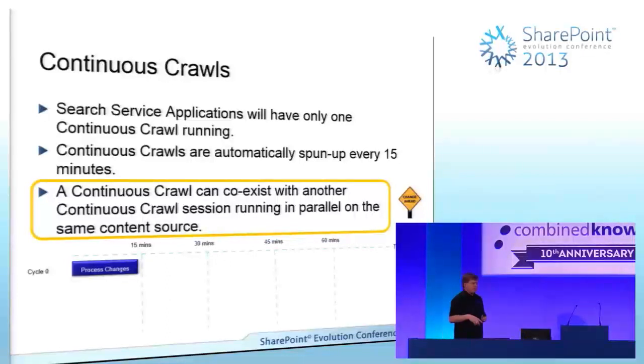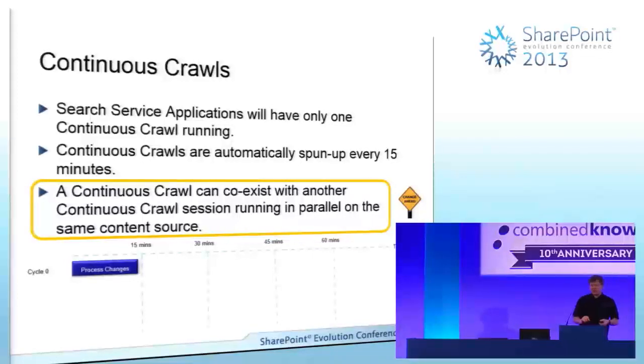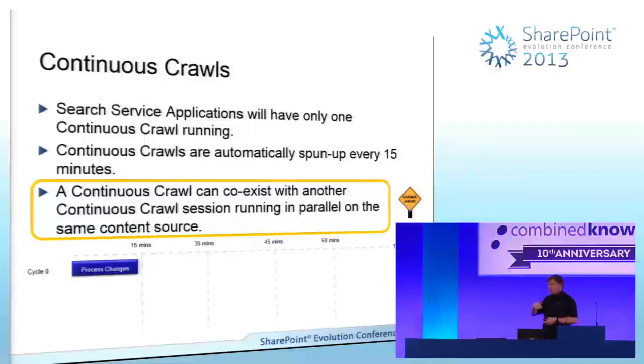And then you basically say, okay, well, my content source is important. It needs to be in the continual crawl cycle. I'm going to drop it into there, and you tag it as being part of that cycle. And then as that cycle runs, it goes and looks at your content source. So you don't have your own continual crawl for your content source. It's just one, and they all join in together.